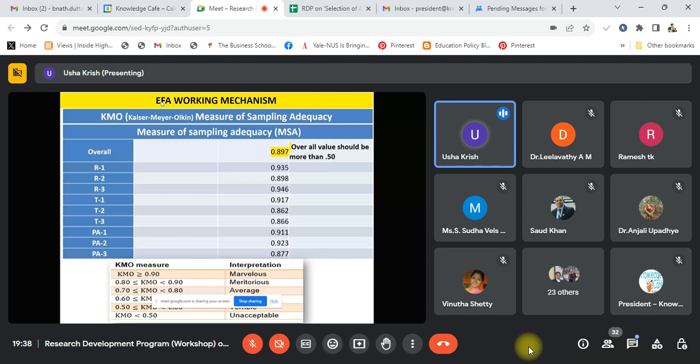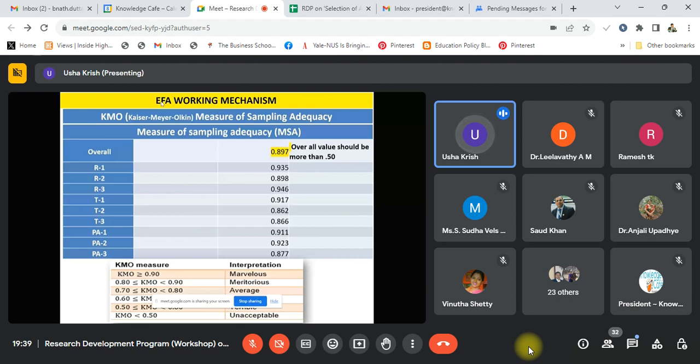In this case, that is the table what you are seeing on the slide, the overall value is 0.897, which indicates that the sample size what the researcher has taken is adequate. So to find out whether sample is adequate or not, we have to do this calculation.